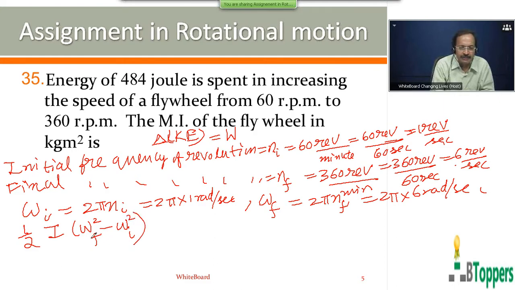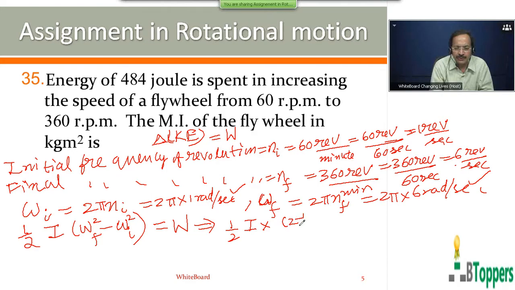Final kinetic energy of the wheel, you can write half I omega f square. And omega f is the final angular speed or magnitude of final angular velocity. Initial kinetic energy of the wheel, you can write half I omega i square. Here omega subscript i represents the initial angular speed or magnitude of initial angular velocity, which can be written as equal to work done. So half I into omega f, we can write 2 pi into 6, omega i equal to 2 pi into 1. So omega f square.